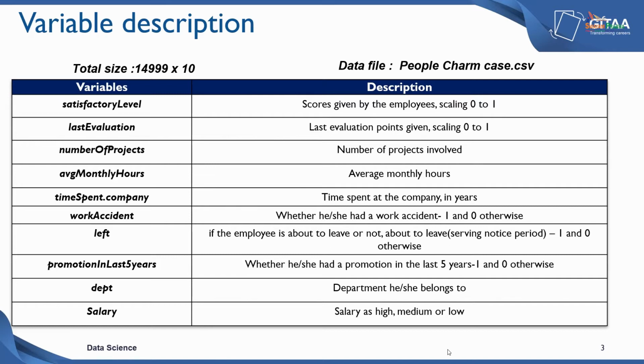The variable department tells us the department to which a particular employee belongs, and the variable salary tells us in which salary bar a particular employee belongs. Now there are 3 categories to this. One is high, the other is medium, and the third category is low. So this was the variable description for this data. So now let's see how to read this data.